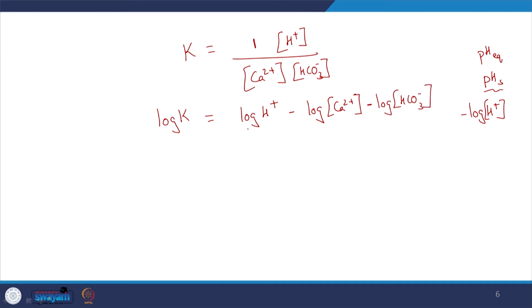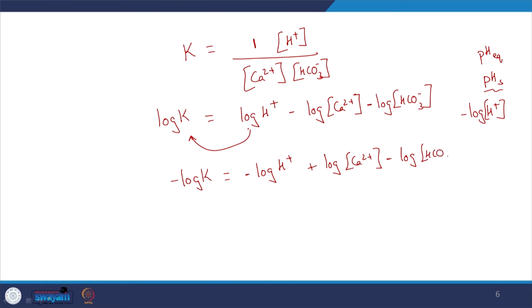And then if I take this to the left hand side and this to the right hand side, or multiply by negative, what will I have? I'll have minus log K is equal to minus log H plus plus log of calcium minus log of HCO3 minus. Again, you don't need to mug this up. Just try to understand the relevant process. That's it. Here this is nothing but the pH, right? And thus what is K? Minus log of K2 by Ks, right? So this is a constant, yes?